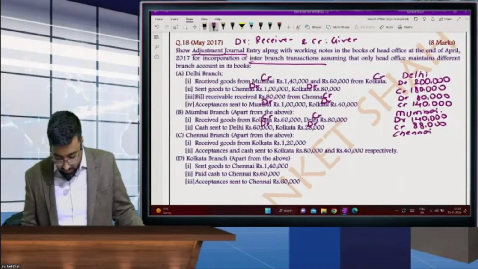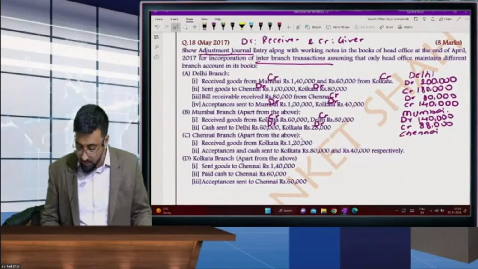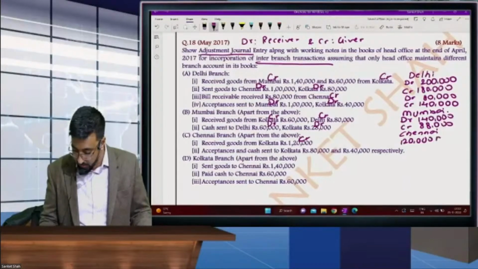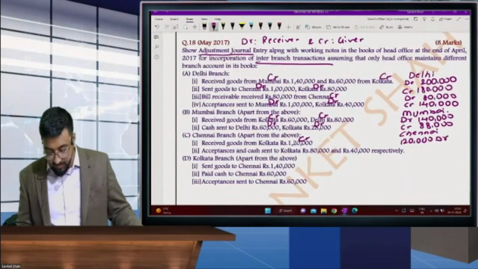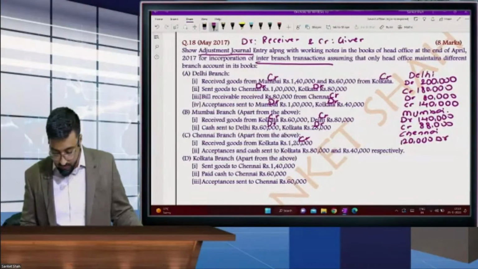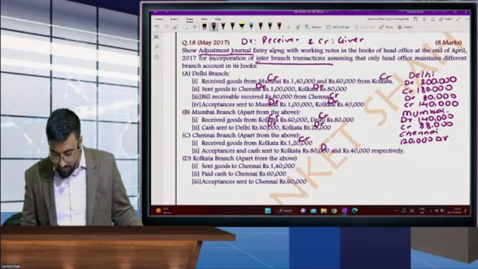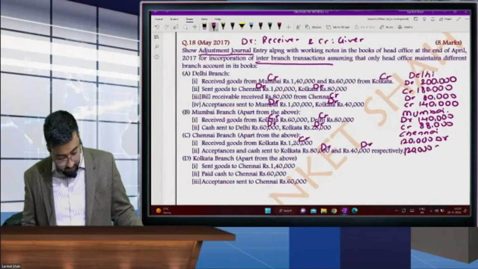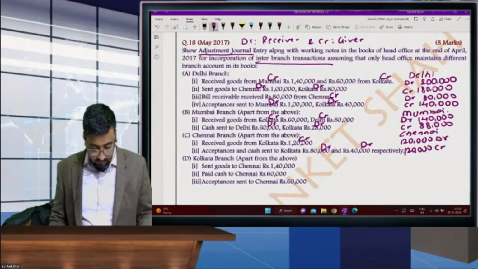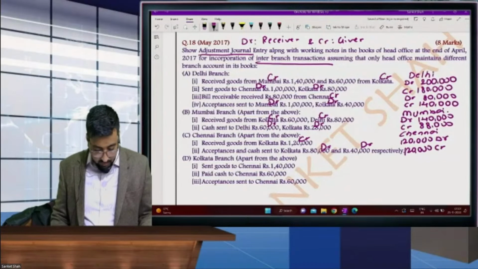Next one is Chennai. Received goods from Kolkata. So Kolkata is giver and Chennai is receiver. Acceptance and cash sent to Kolkata. So Kolkata is giver. Sent means, sorry, they are receiver of 1,20,000. He is a giver. Okay.